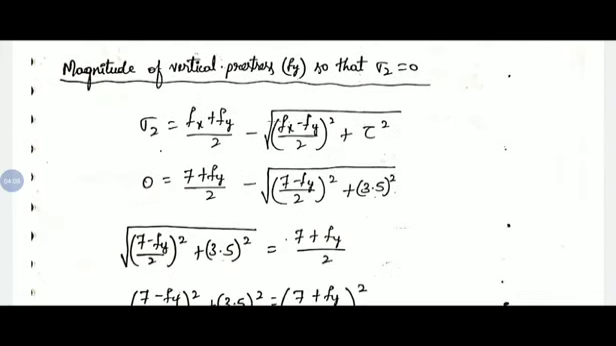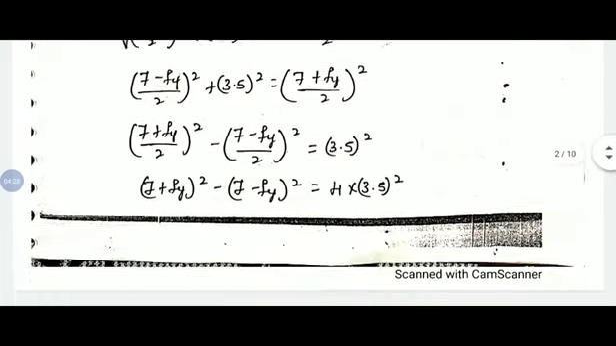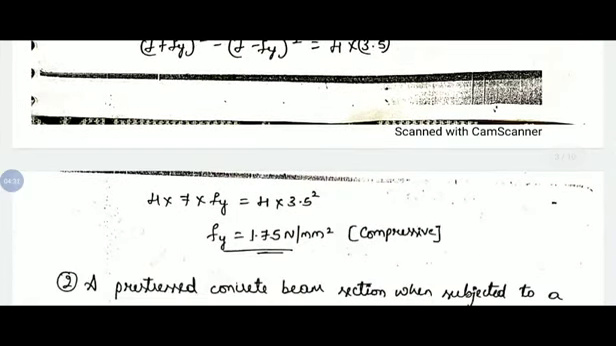So on equating the same equation to 0, (Fx plus Fy) by 2 minus square root of ((Fx minus Fy) by 2) whole square plus tau square. Fx is given as 7 Newton per mm square, and keep Fy as unknown, then substitute all the remaining values and simplify. On simplifying we will get Fy as 1.75 Newton per mm square. Since we have got a positive value, the vertical pre-stressing should be compressive. Vertical pre-stress should develop compressive stresses. If we get a negative value, then it will be tensile stress.